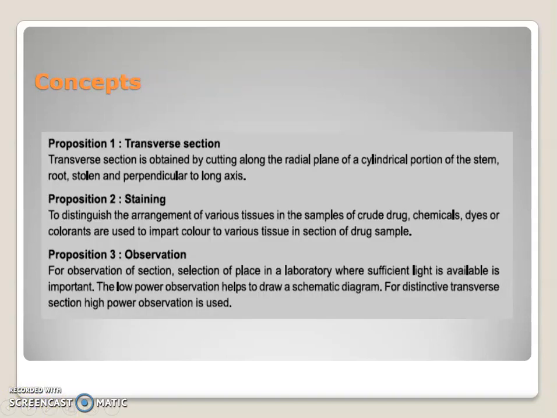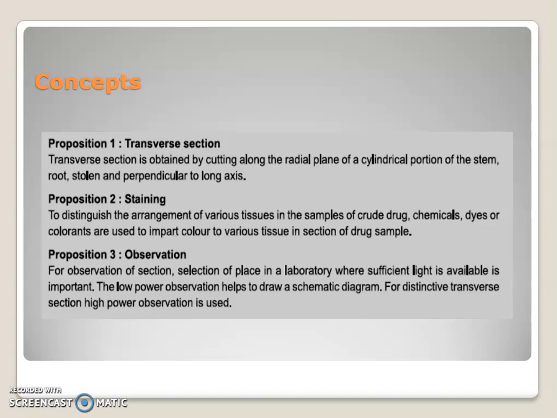So first we will study some concepts. First we should know what a transverse section is. It is obtained by cutting along the radial plane of a cylindrical portion of a stem, root, or stolon, perpendicular to the long axis. Then the next concept is staining. Staining is nothing but distinguishing the arrangement of various tissues in the sample of crude drug. Chemicals, dyes or colorants are used to impart color to various tissues in a section of drug sample.